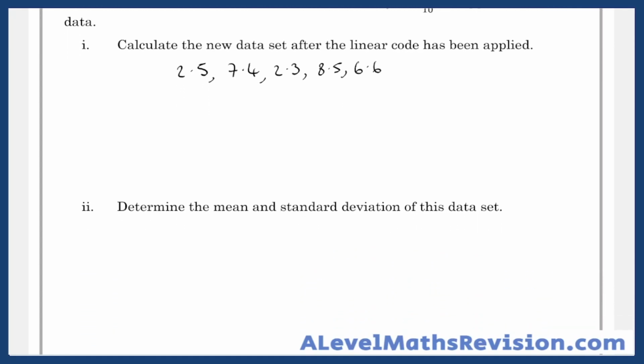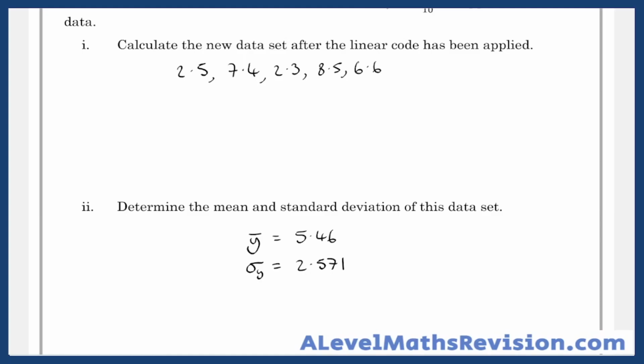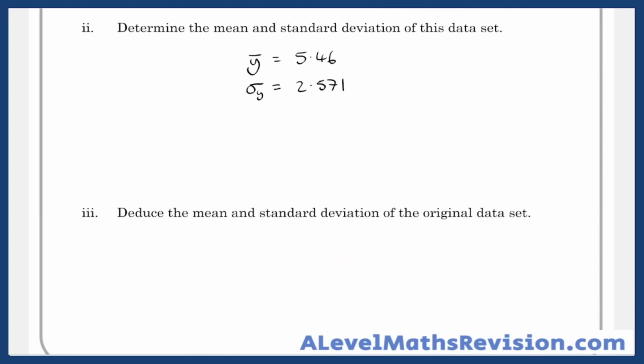So, determine the mean and standard deviation of this data set. Let's go into statistics mode now. One variable. And let's put the data in quickly. 2.5, 7.4, 2.3, 8.5, and 6.6. One variable calculation. I can see that the mean and standard deviations of the coded data are 5.46 and 2.571 respectively. So getting that down on paper, there we go. Y bar, the coded data mean, is 5.46 and the standard deviation of Y is 2.571.